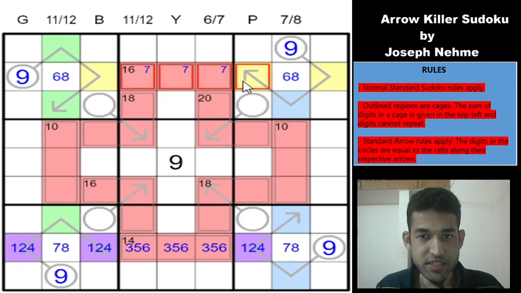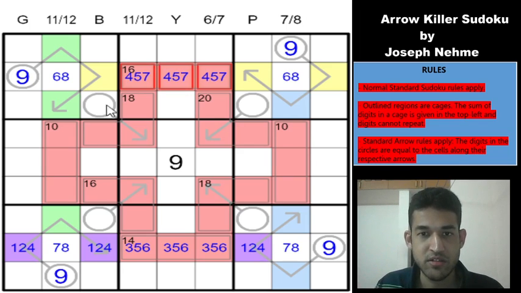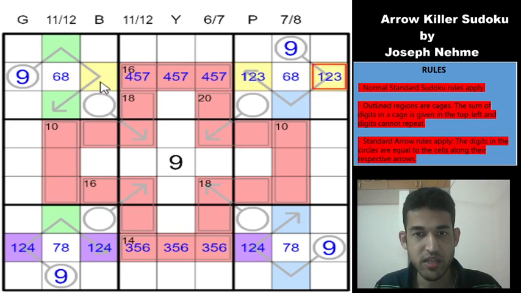And can I resolve the 16 cage? Okay, 3 plus 6 plus 7 is ruled out for the 16, which means that this can also be resolved. So this is going to be 4, 5 and 7. And these cells will be 1, 2, 3.